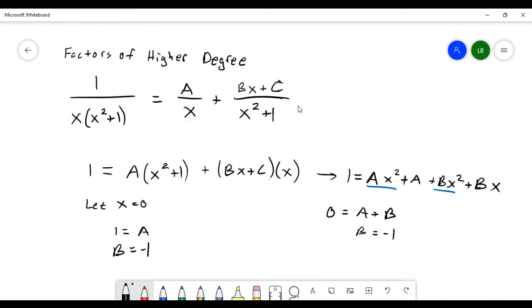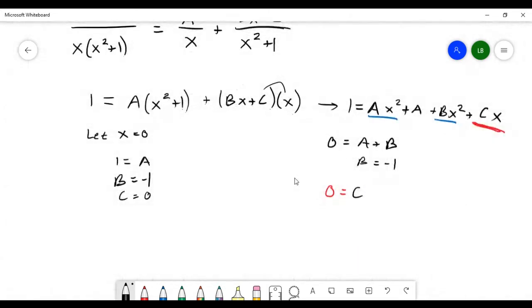Next, we can look at just the x terms, and this is the only term with an x in it, so we can write 0 equals b. Sorry, that should be a c right there. There we go. cx, bx squared, and then c distributed to x. So c is equal to 0. Then our answer would be 1 over x minus x over x squared plus 1.